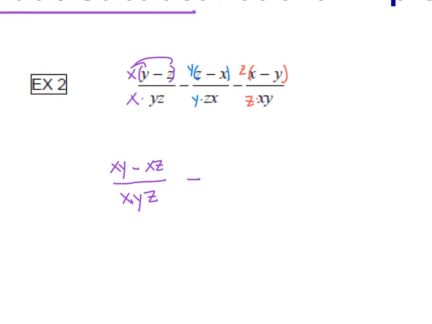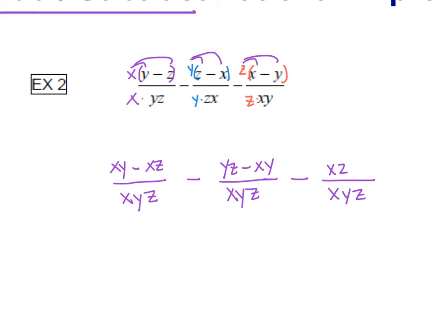Minus. Now the second fraction, I know the denominator is xyz. And then I'm going to go ahead and distribute that y. So we have yz minus, and I'm going to say xy just so I'm keeping everything alphabetical. Alright, bring down your next minus sign. And our third fraction, the denominator is xyz. The numerator, when we simplify, we're going to multiply that. But again, I'm going to alphabetize these. So I'm going to say xz minus yz.